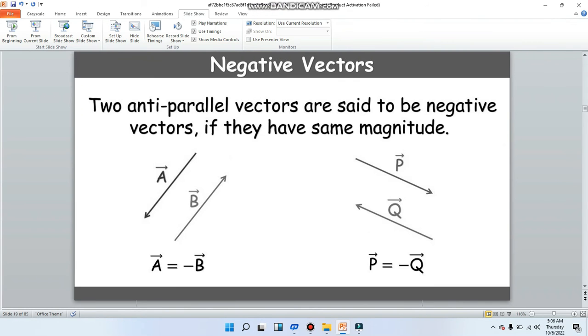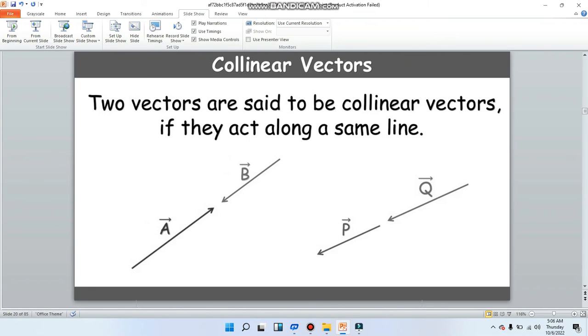Negative vectors. Two anti-parallel vectors are said to be negative vectors if they have same magnitude. Vector A and vector B have same magnitude but are not in the same direction. They are anti-parallel vectors. That's why they are called negative vectors. The vector P and Q are two anti-parallel vectors but have the same magnitude. That's why they are called negative vectors.